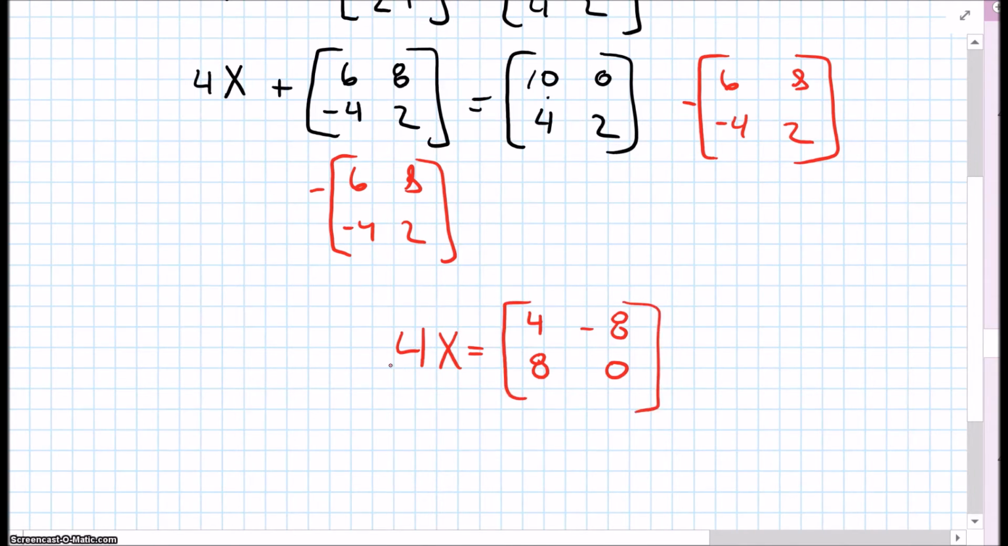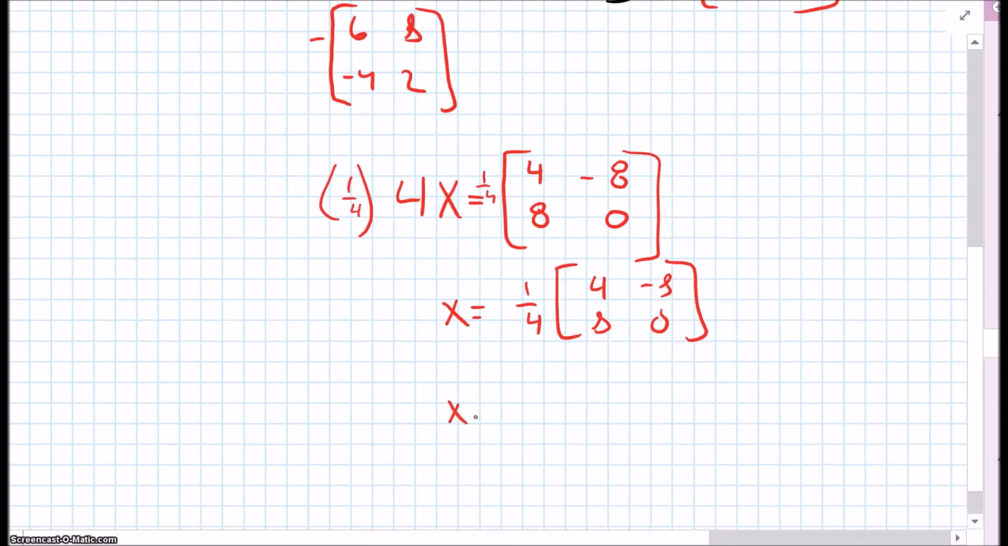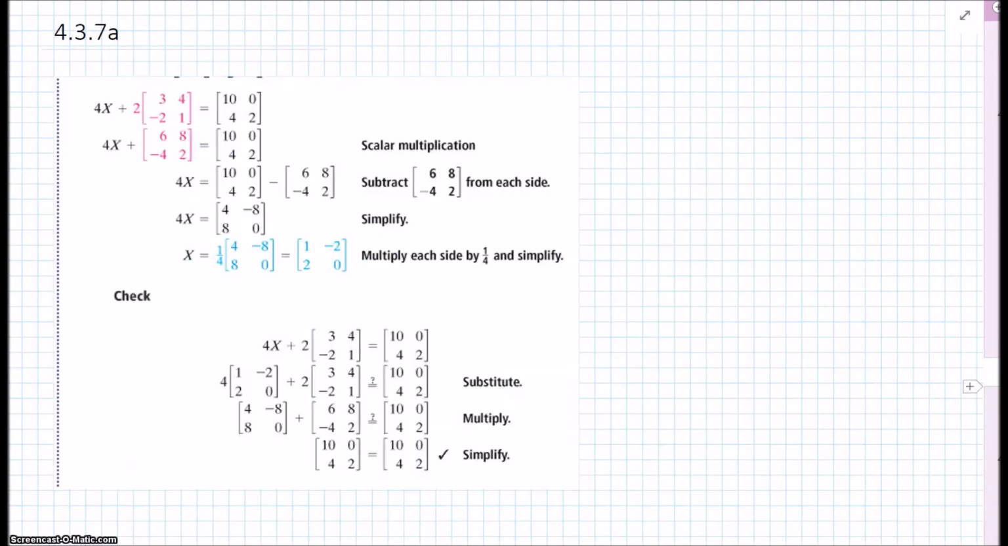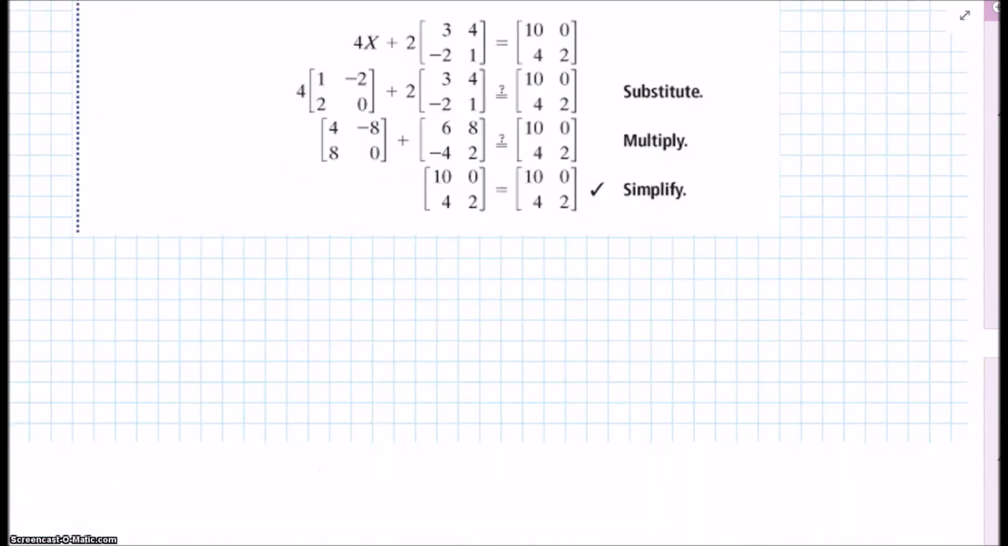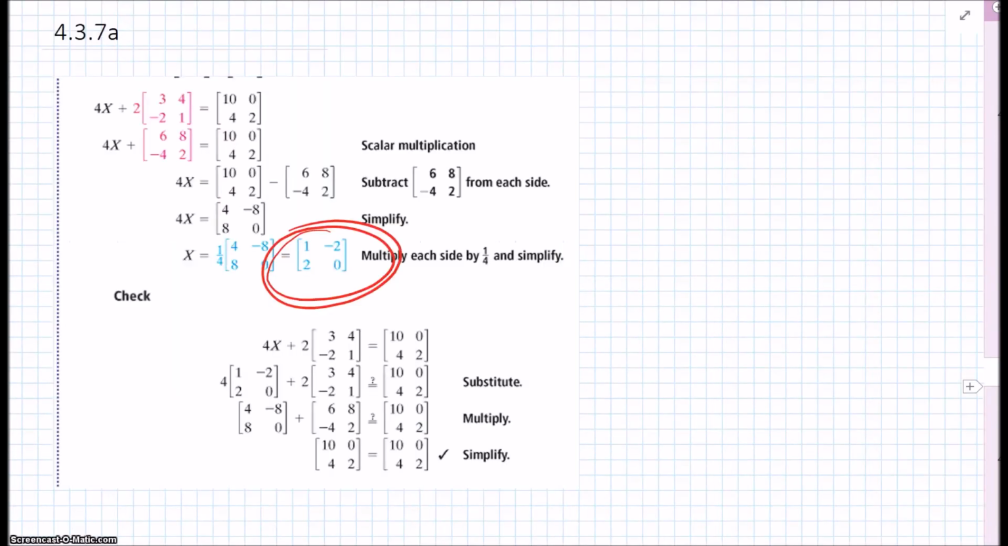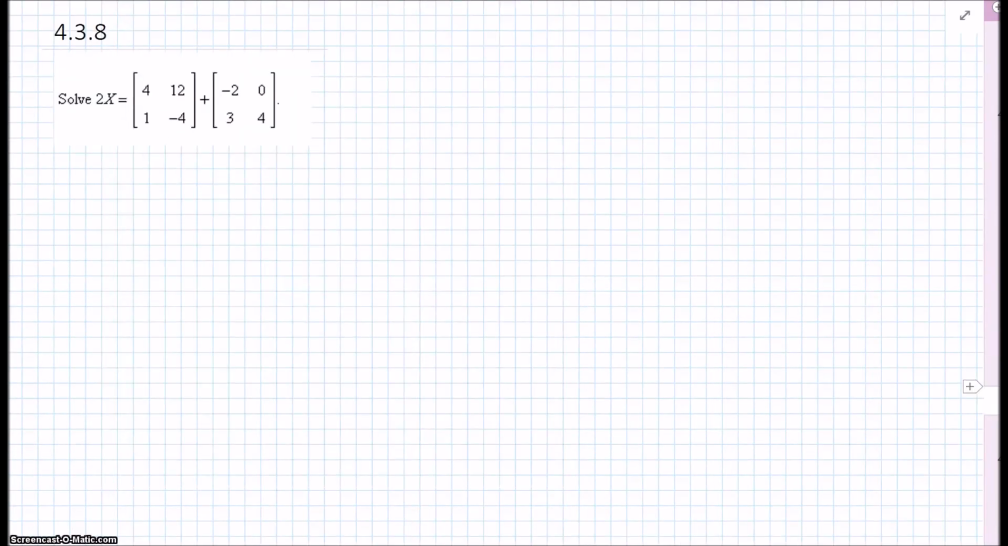So now I'm going to multiply everything by 1/4. So X equals 1/4 of [4, negative 8; 8, 0]. I'm going to multiply everything by 1/4, so I get X equals [1, negative 2; 2, 0]. So I got [1, negative 2; 2, 0]. Double check. I sure did. So we're good. So moving on.